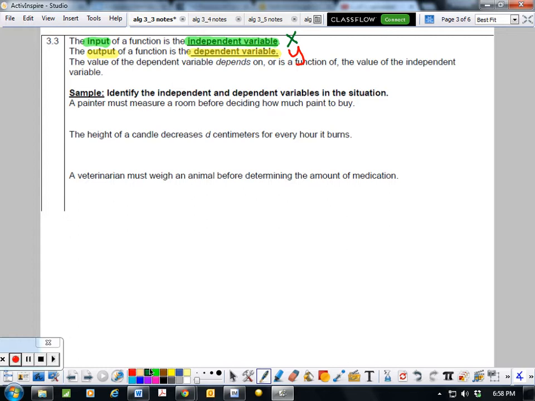So when I'm looking here at my sample problem, a painter must measure a room before deciding how much paint to buy. So what's independent? What do we have to figure out first? Well, the measure of the room. Now our dependent variable is what we're using that to figure out. So our dependent is the amount of paint to buy.